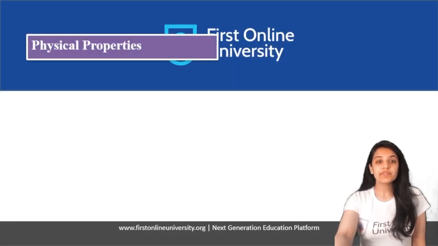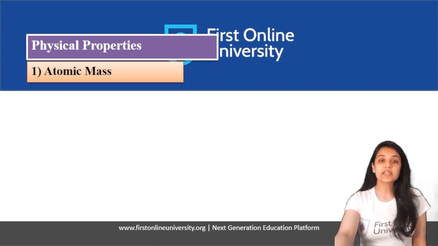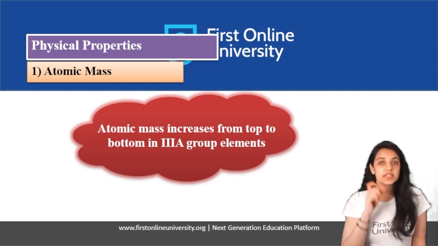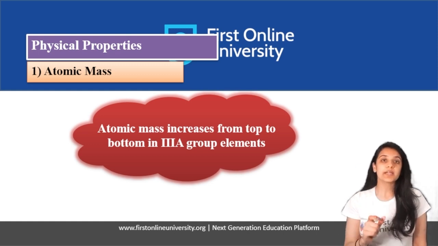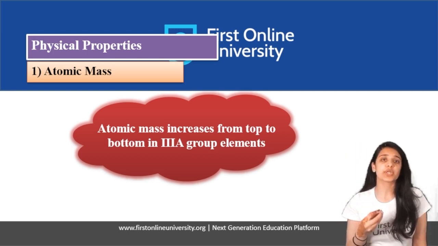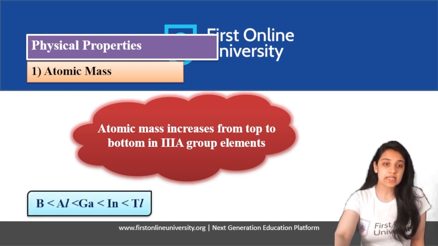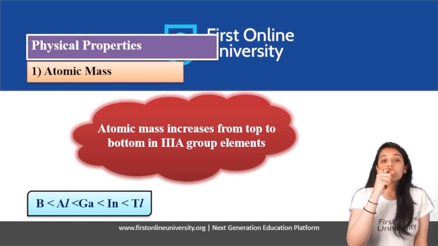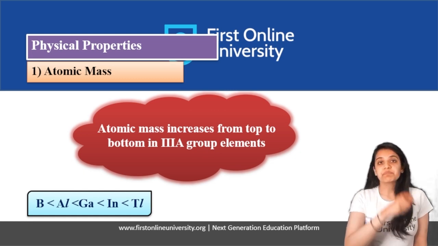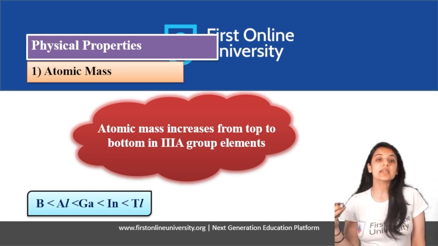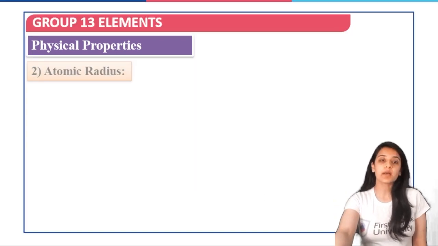Okay. Now, the physical properties that we are going to discuss, the first is atomic mass. When I talk about atomic mass, we know that as we go from top to bottom in the group, the atomic mass is going to increase because the size is increasing. So from boron to aluminium to gallium to indium and lastly thallium, what we have is the increasing order of atomic mass.